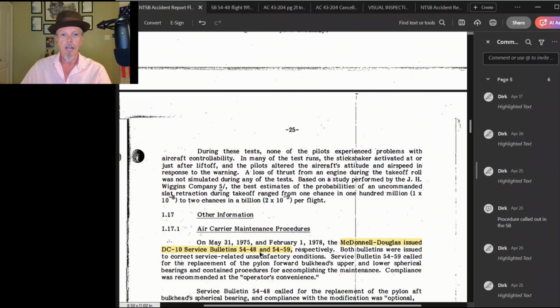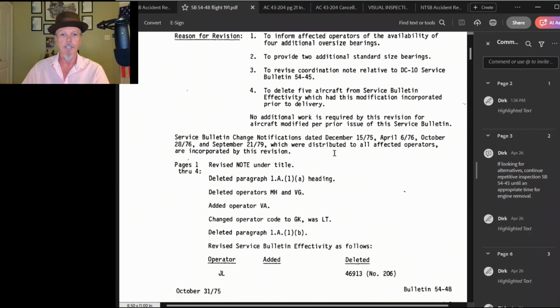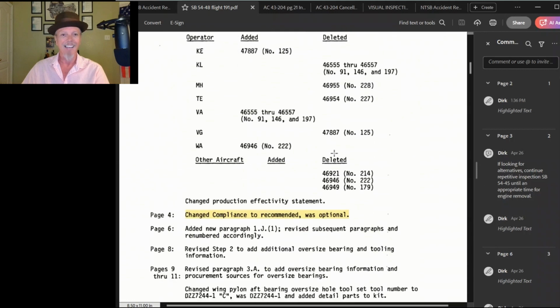It says May 31st, 1975 and February 1st, 1971, that McDonnell Douglas issued DC-10 service bulletins 5448 and 5459. Now we're going to go ahead and go to the service bulletin and see what it says. So here's the service bulletin over here, 5448. This is the one we're concerned with. Attach fittings, replace engines 1 and 3, aft pylon, attach spherical bearings. So let's go down here and see just some of the important information I've highlighted here.